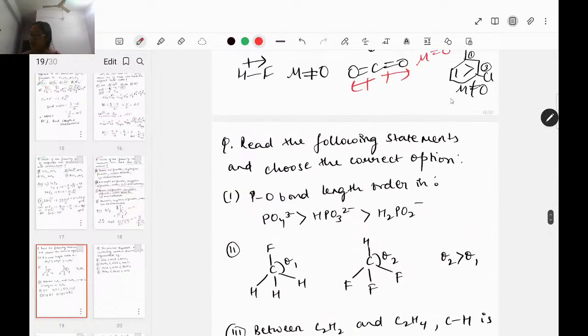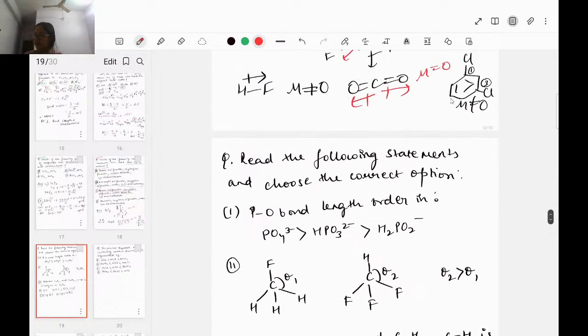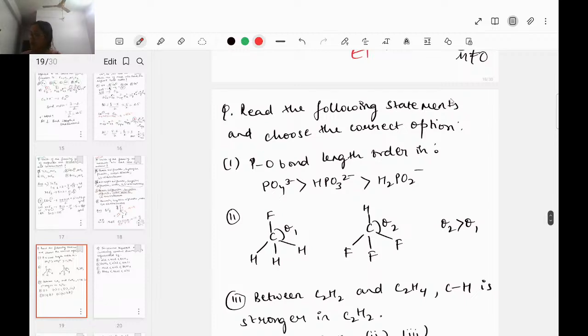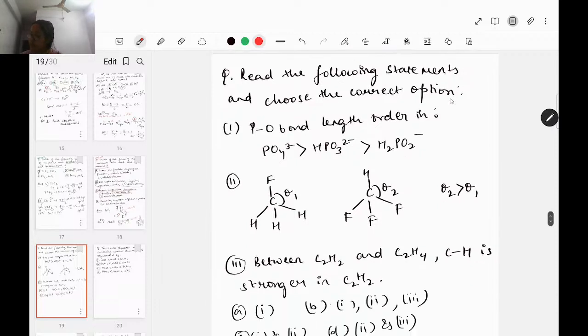So now this is the last question which we'll be discussing. Read the following statements and choose the correct option. So the P-O bond length order is this. There are 3 options and we have been asked to choose the correct option. They all 3 can be correct, the first 2 can be correct, or only one can be correct. Let us see. So let us find out if the first one is correct or not.